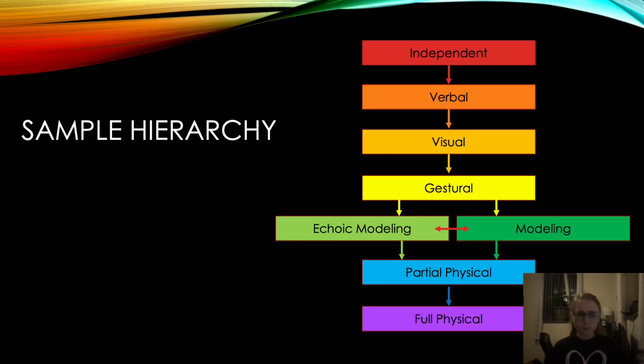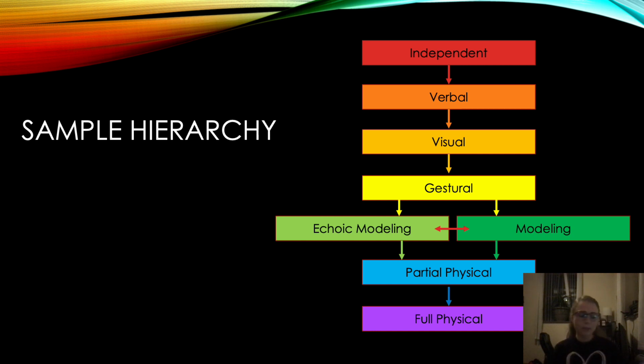So then, looking at a sample of a hierarchy of prompting, we have independent. They did it completely by themselves. There's no intrusiveness there. Then we have verbal. So you're giving them a cue, giving them a different type of direction. They still have to think through what they need to say or do, but they have a little bit of help.